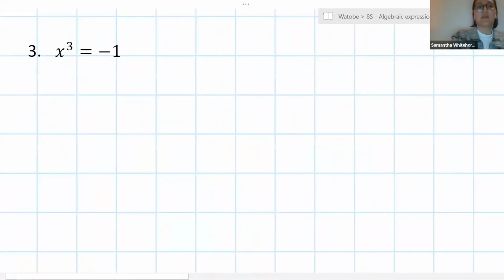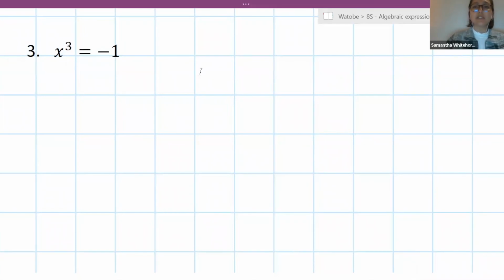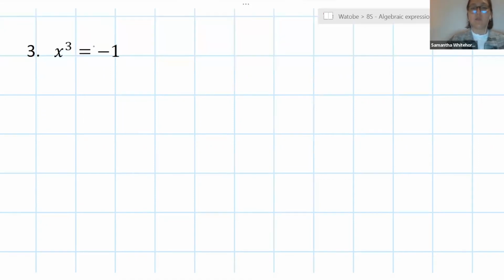Let's have a look and see what happens when we've got cubes. Squares and cubes are really the exponents we work with most often. And a cube is just slightly different in that I'm now thinking about what 3 identical numbers I multiply together to get my answer. So in this case, I'm asking myself, what 3 identical values do I multiply together to get -1?